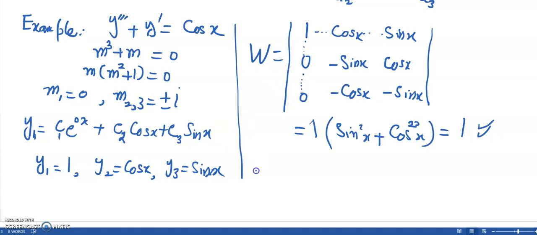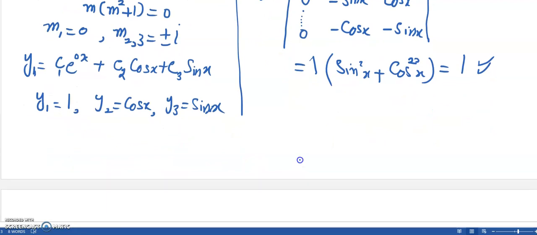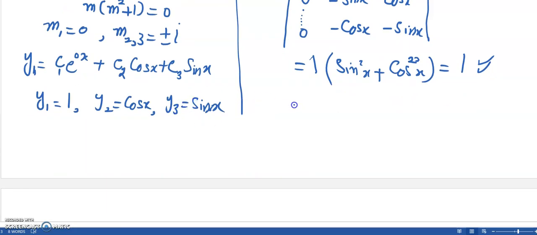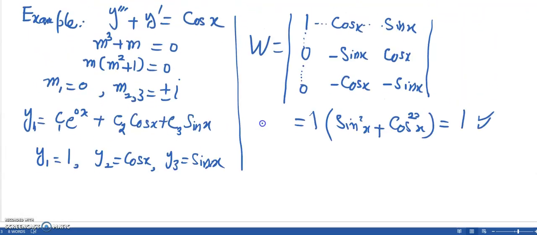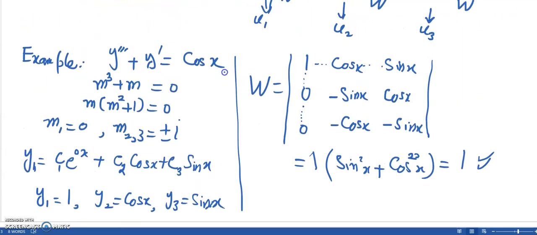So now let's calculate W1. Let me move on to the next page. For W1 I must have the value of R of x. R of x is cosine of x. No, I think what I want is tangent of x. We'll make a correction. Tangent of x. I want tangent of x. So this is R of x.